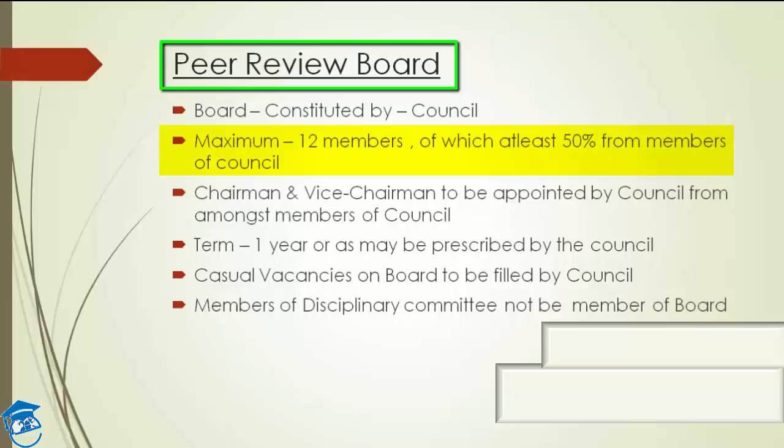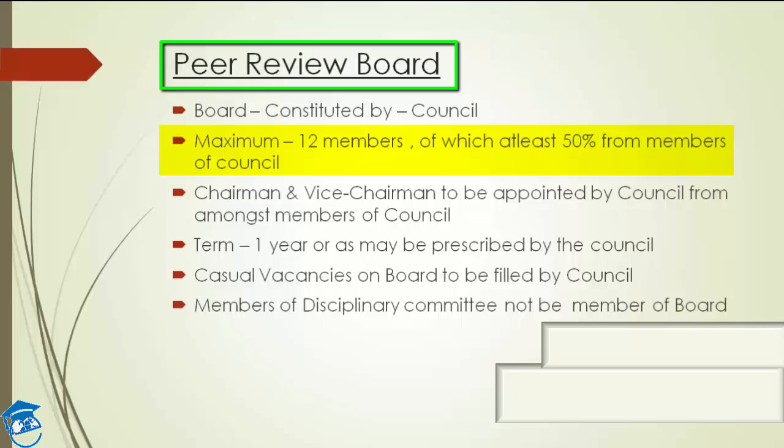The members of the disciplinary committee or the disciplinary board, or I should say the committee on ethical standards or the committee on financial reporting and review board of the Institute of Chartered Accountants of India, shall not be a member of the board. This is something which is extremely important to note. Now, this was the brief. All you need to remember is, number 1, the board will be constituted by the council. Number 2, maximum 12 members, of which at least 50% will be members from the council itself.